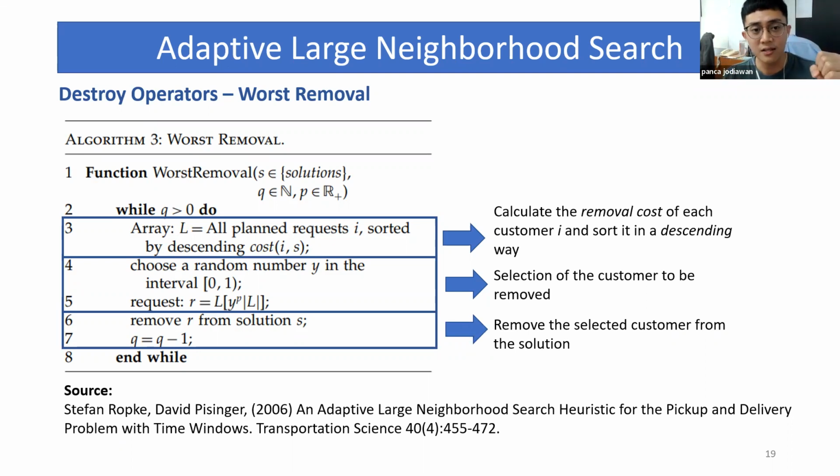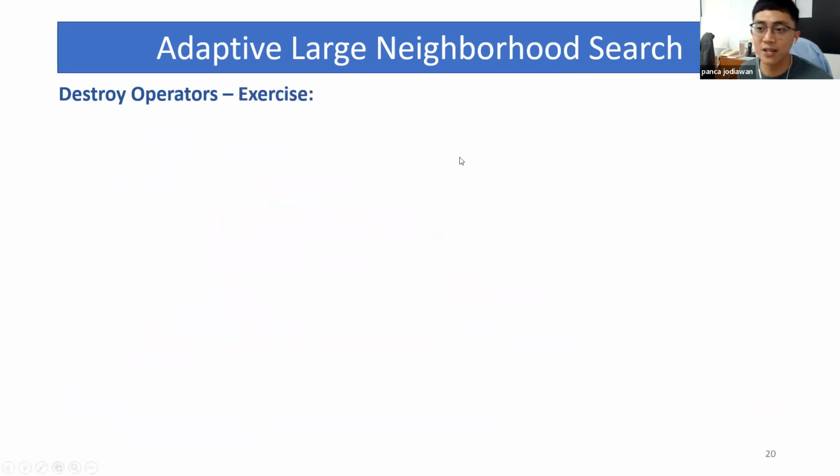You calculate the removal cost of each customer which is still inside the solution, and then you will select one of the customers based on the criterion defined in line 5. And then after you select the customer, finally you will remove the selected customer from the solution. You will do it again and again until Q. Q is the number of customers to be removed in this case. Okay, so let's have some exercises again.